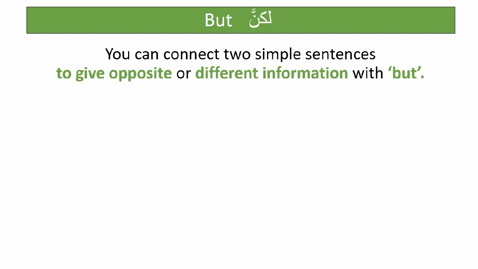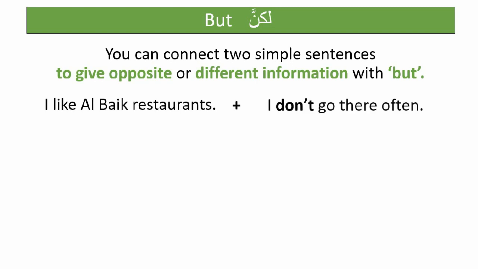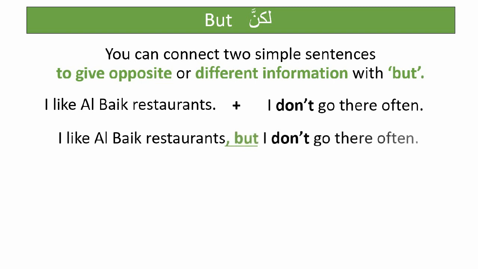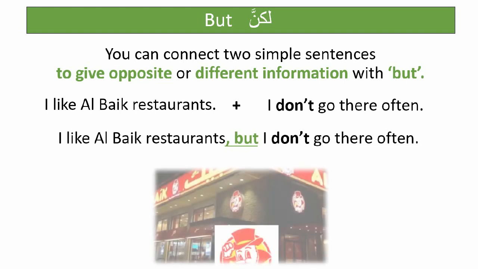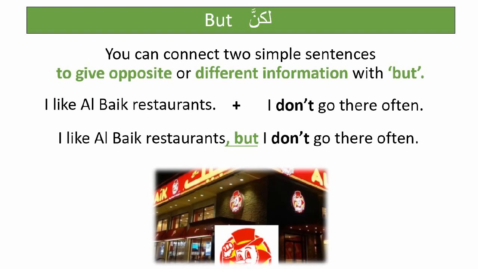You can connect two simple sentences to give opposite or different information with but. For example, I like big restaurants and I don't go there often. So then we say, I like big restaurants, but I don't go there often. Now it's important here not to forget to write the comma instead of the full stop after the first sentence.